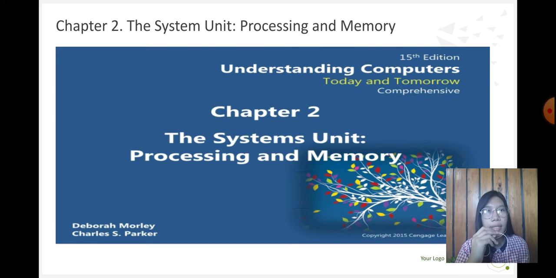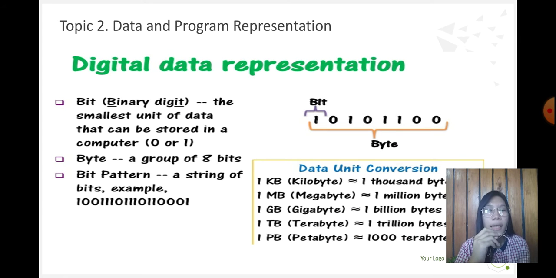And Chapter 2, the system unit, processing and memory. Topic 2, data and program representation, digital data representation. The bit, binary digit, is the smallest unit of data that can be stored in a computer: 0 or 1.